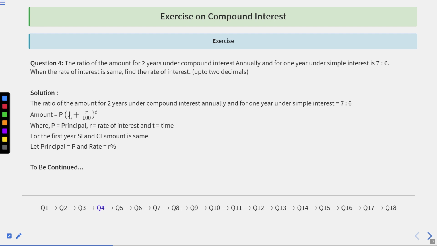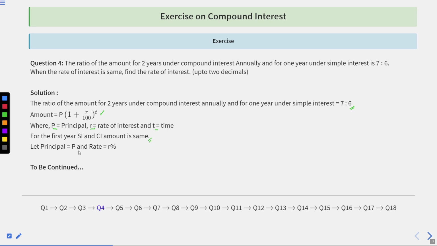So the solution: the ratio of the amount for 2 years under compound interest annually and for 1 year under simple interest is equal to 7:6. And the amount is equal to P times (1 plus R upon 100) to the power T, where P is the principal, R is the rate of interest, and T is time. And for the first year, simple interest and compound interest amount is the same.